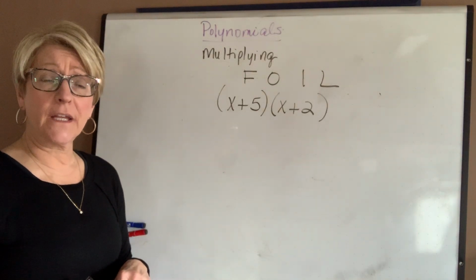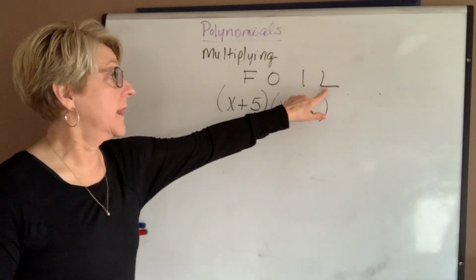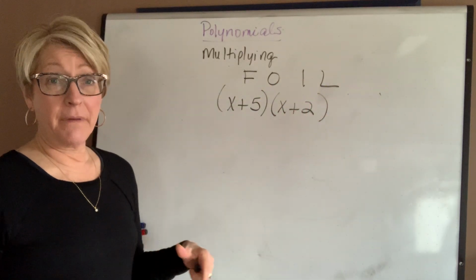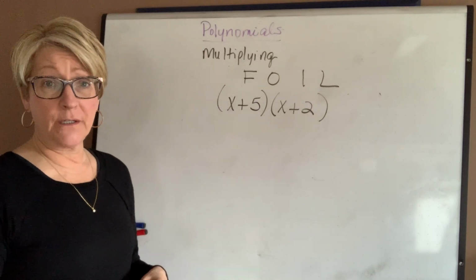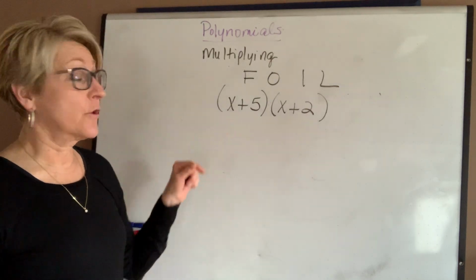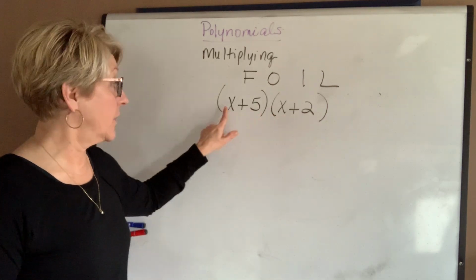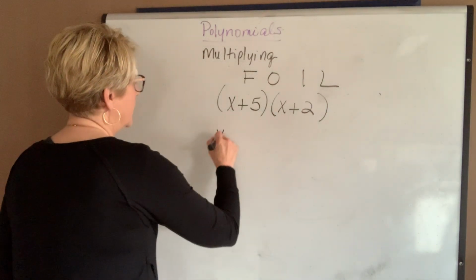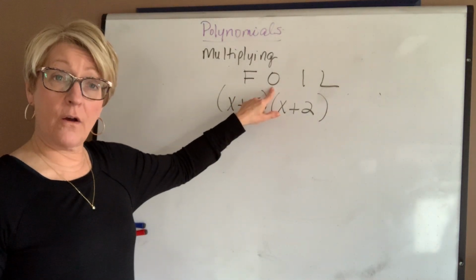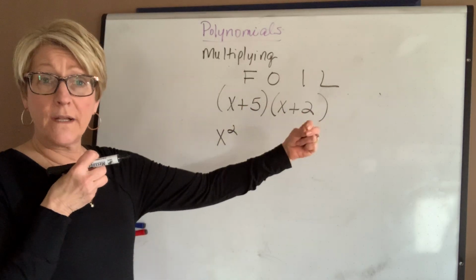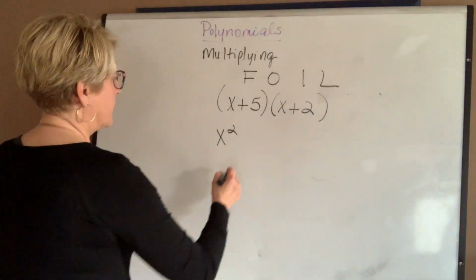And what does FOIL stand for? First, outer, inner, last. What do I even mean by first? First what? First term in each binomial, that's the first thing we're going to multiply. So the first term in these two binomials is x and x. So we're going to multiply x times x, which we already know is x squared. Then we look at the O, outer. What do I mean by outer? What's on the outside of these two binomials? X times 2.